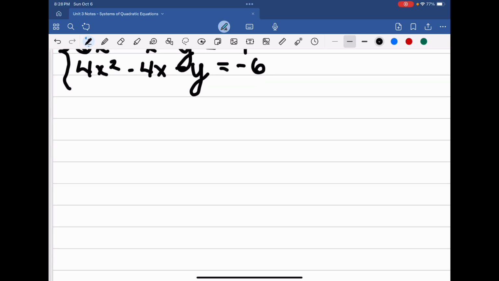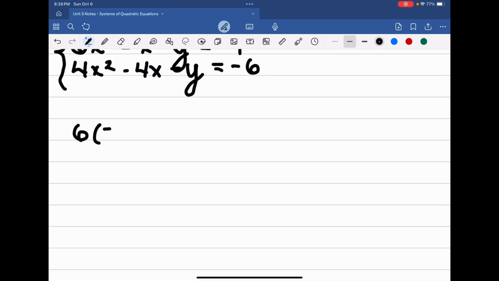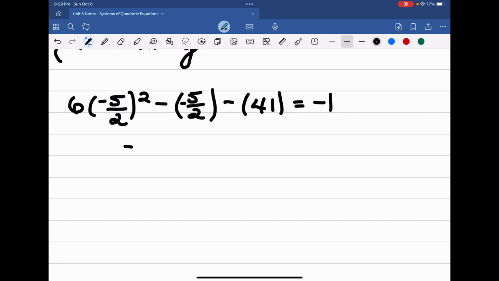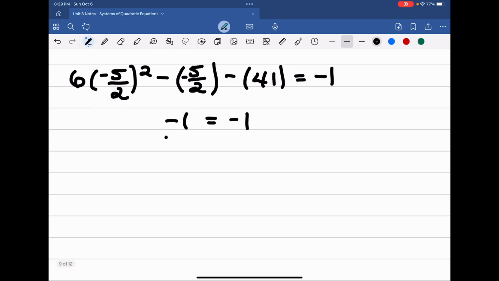Now, for the first term, we're going to do our first one, which was 6 times the negative 5 over 2 all squared minus the negative 5 over 2 that is, minus the y value, which was 41, is supposedly equal to negative 1. Well, in fact, this is the one that we double checked that was 41. So this should give us negative 1 is equal to negative 1. Because when we evaluated this, we figured out that the y value that we plug into here was actually equal to 41. So left-hand side equals right-hand side. This should work for us.